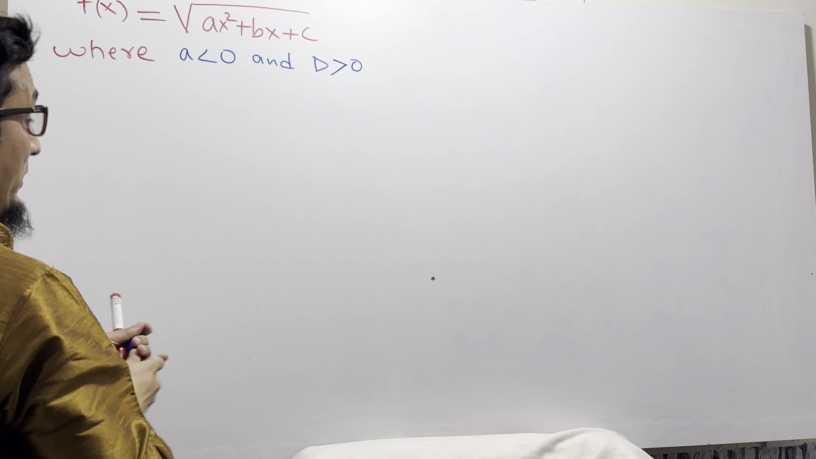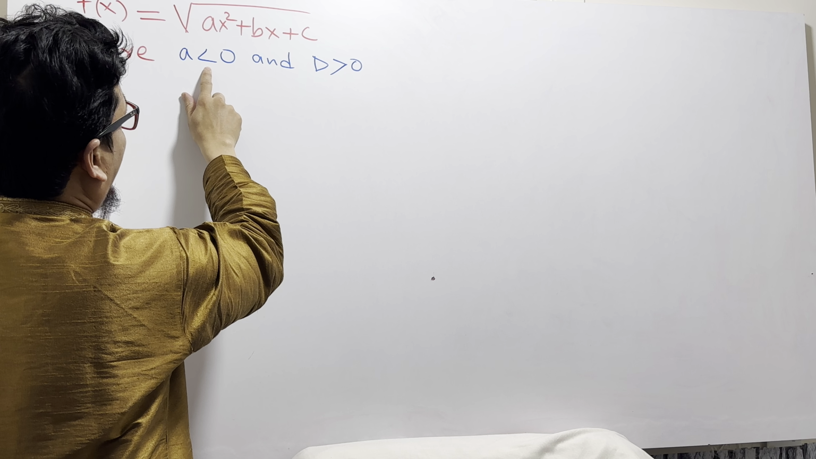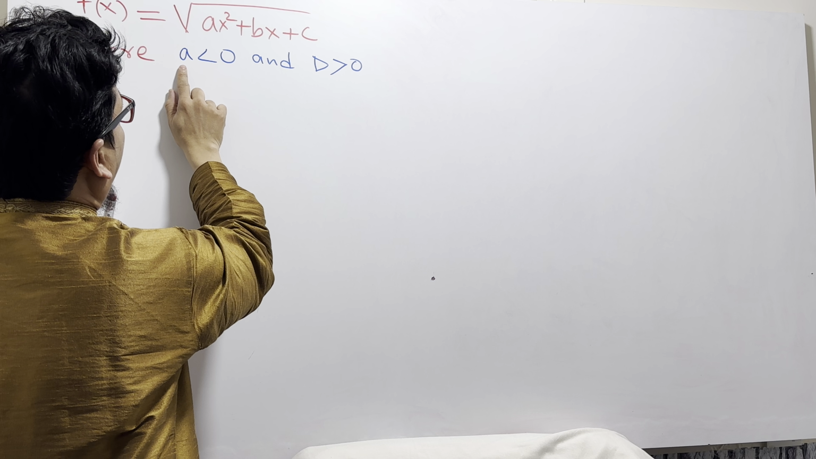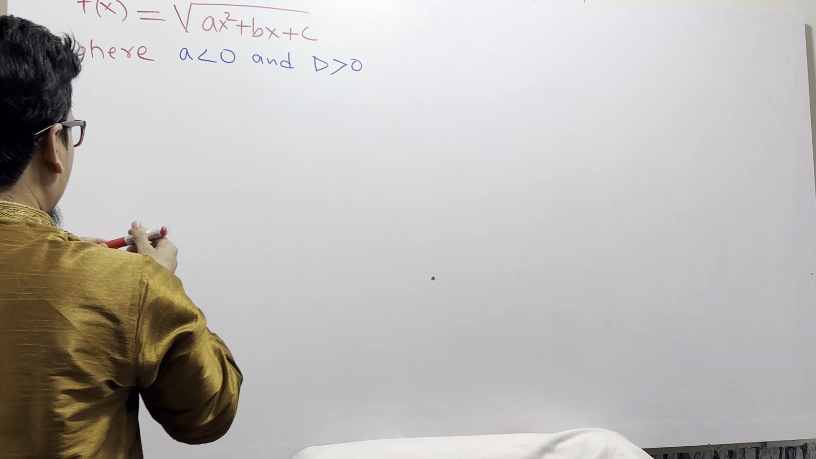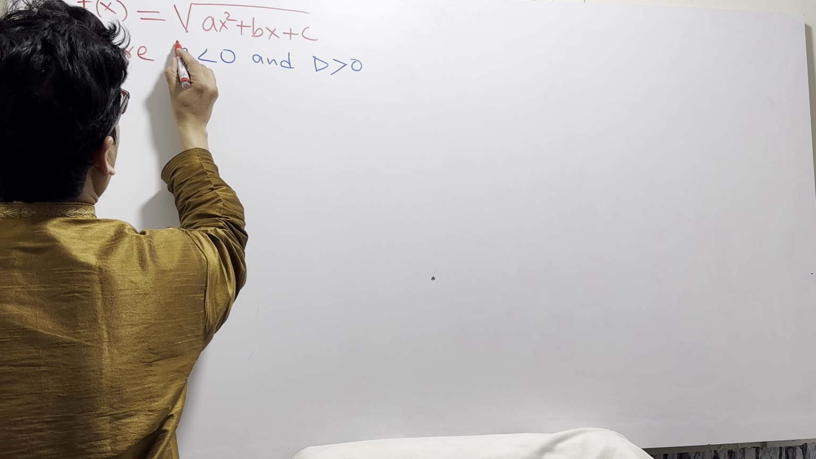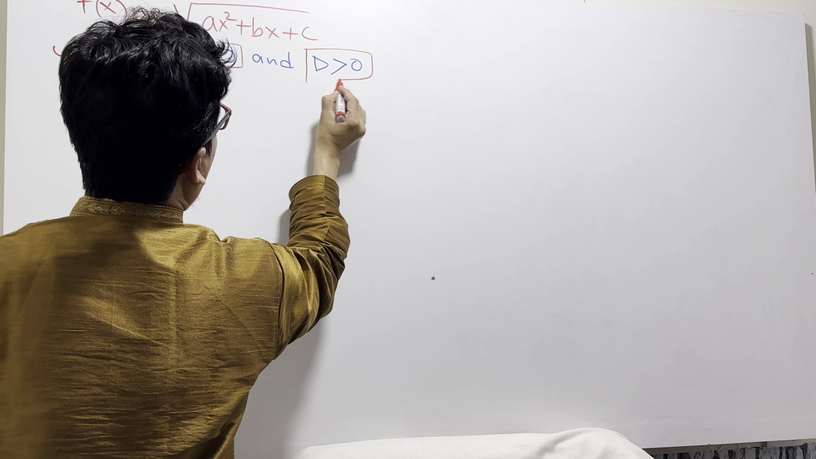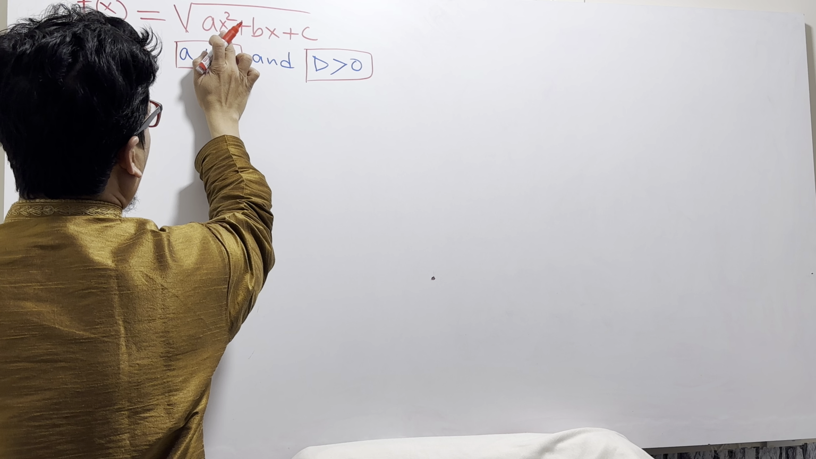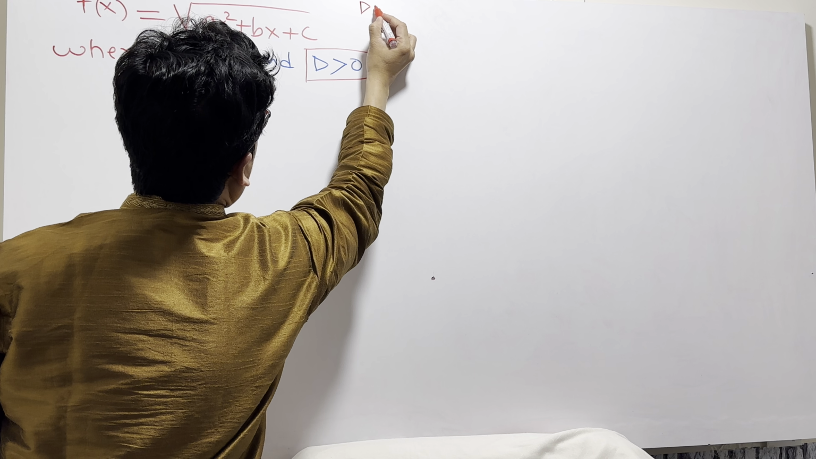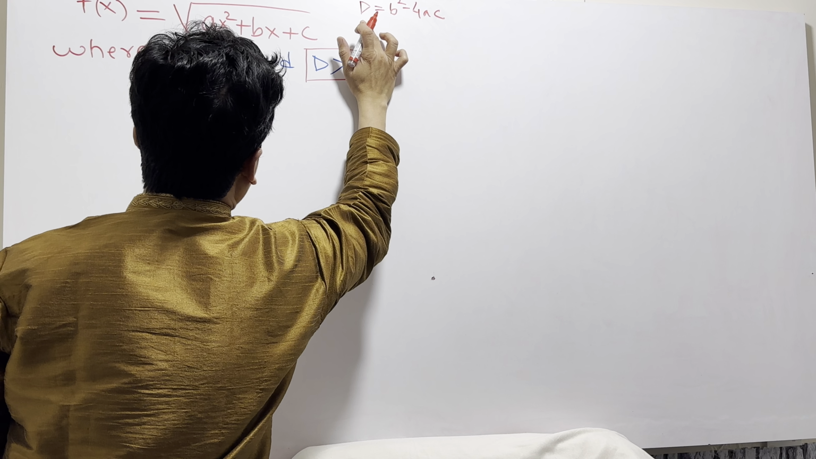These two things. In my previous lecture, in type 1, I told you a is positive and D is greater than 0. Here D is greater than 0, but a is less than 0. So this is called type 2. If you see these two conditions, a is less than 0 and D is greater than 0. What is a? The coefficient of x square. And D is b square minus 4ac, called the discriminant.